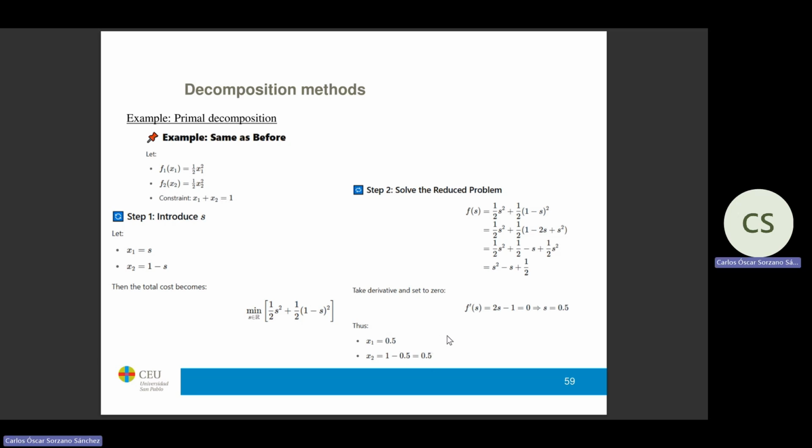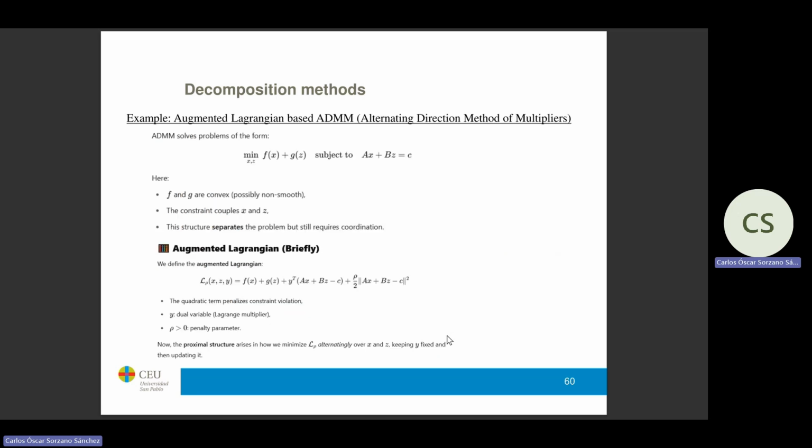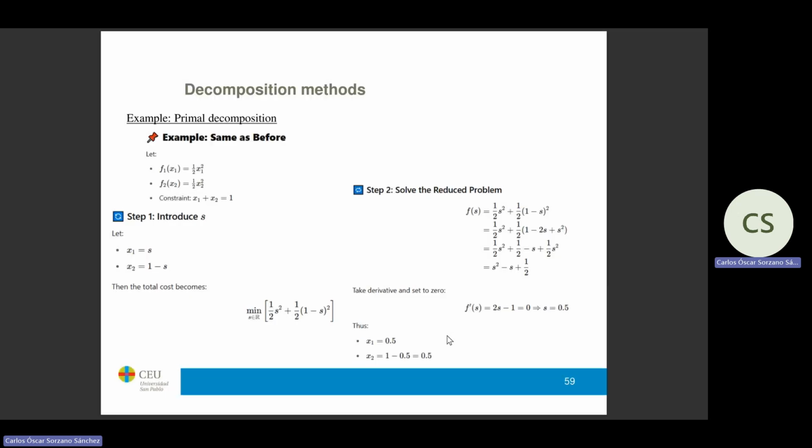But again, these are mathematical exercises, not so interesting. The interesting thing is in which kind of real life problems these primal and dual decompositions apply. I think it's very interesting research, hopefully.